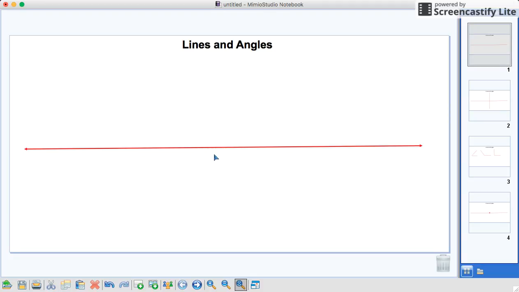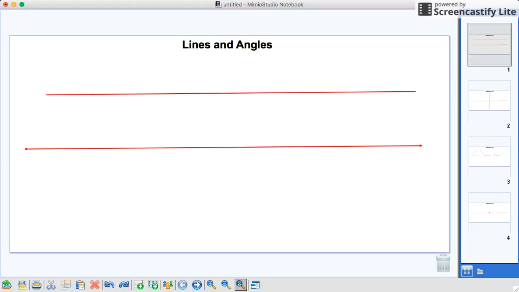As you see, I have a red line drawn. Notice on both ends there are arrowheads that indicate that our line goes on forever and ever and ever to infinity. But there is another way that we can draw a line, and it is like this. You do not have to put the arrowhead. However, if you're leaving the arrowhead off, it must be left off on both ends.